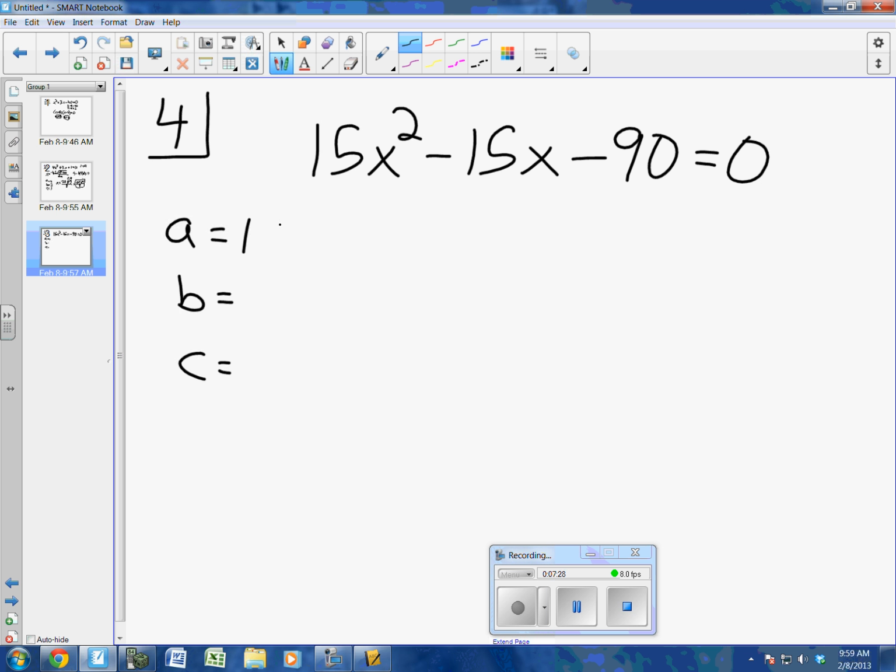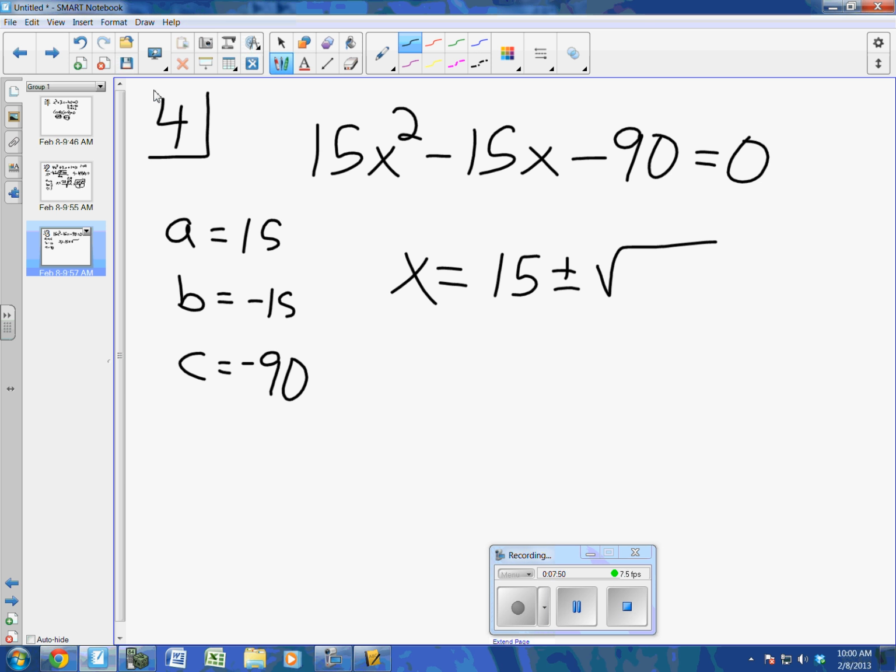15. Okay. So x equals the opposite of b. What's the opposite of b going to be? Positive 15? Plus or minus the square root of b squared minus 4ac. Let's find out what b squared minus 4ac is. So negative 15 squared, right? But we've got to put it in parentheses. Minus 4 times 15 times negative 90. We'll definitely need a calculator for that one. I can't do that one in my head.